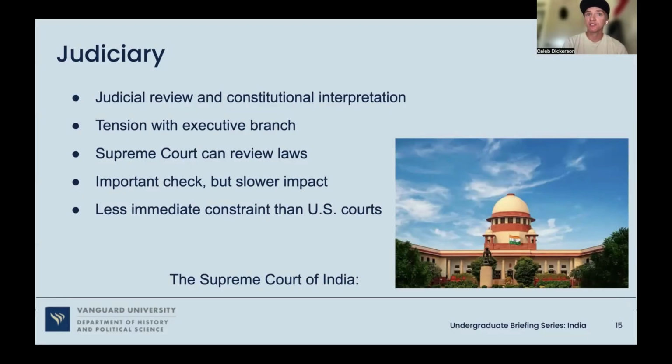There are also a lot of concerns recently about judicial independence. There's a debate over how judges are appointed. The executive branch is often seeking greater influence, which is raising questions about whether the judiciary can remain fully independent.